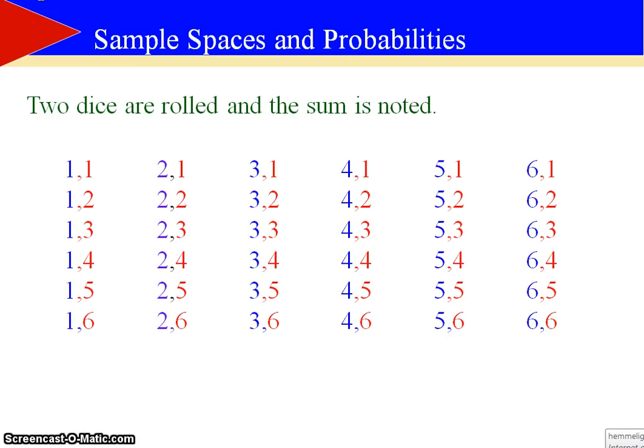Okay, so here is the sample space and probability. Two dice are rolled. We have the blue die and the red die.